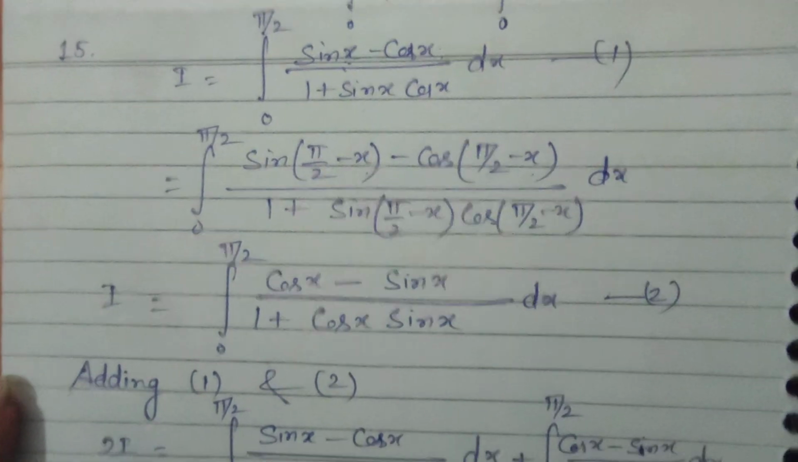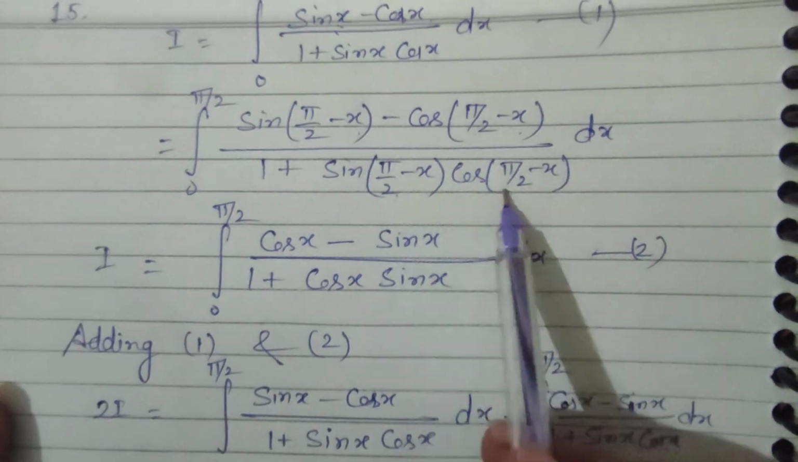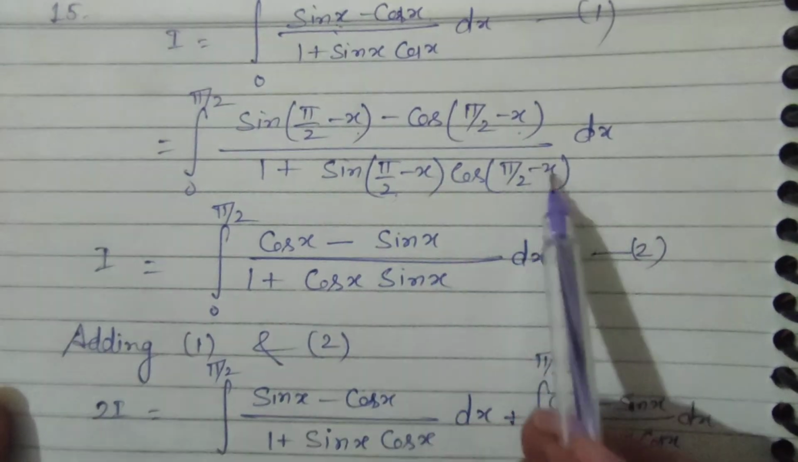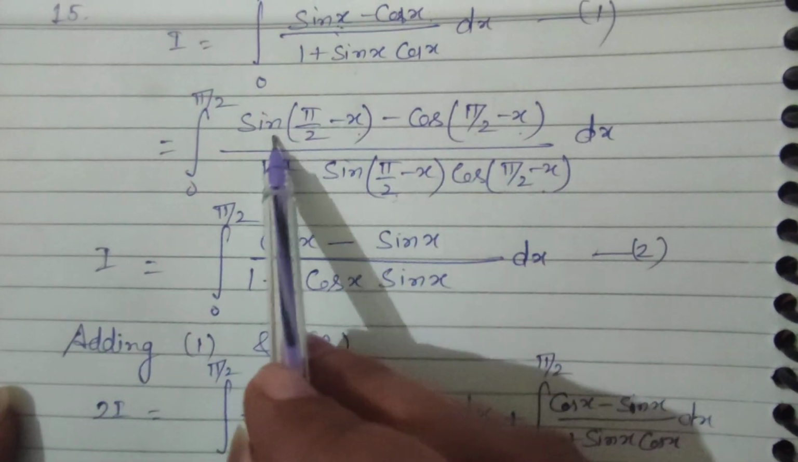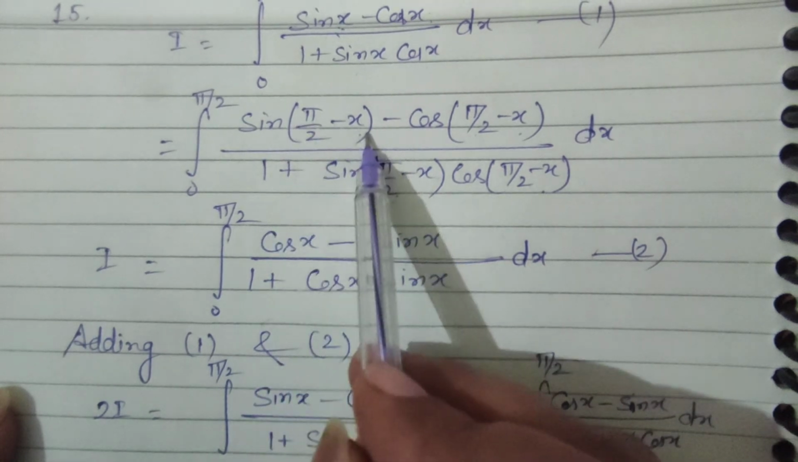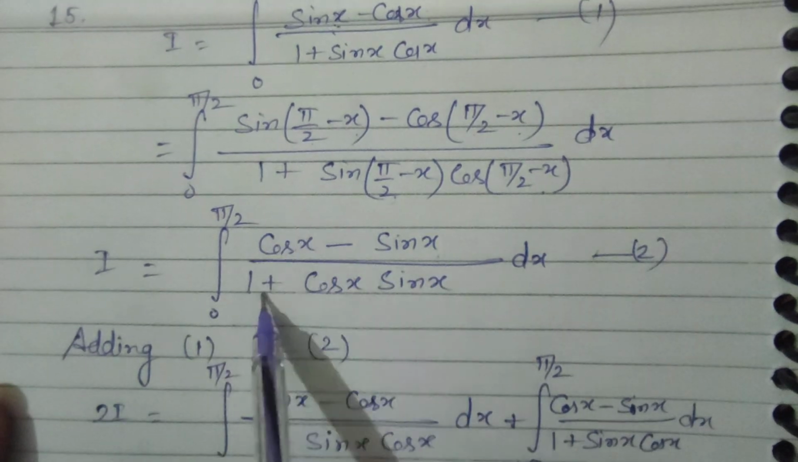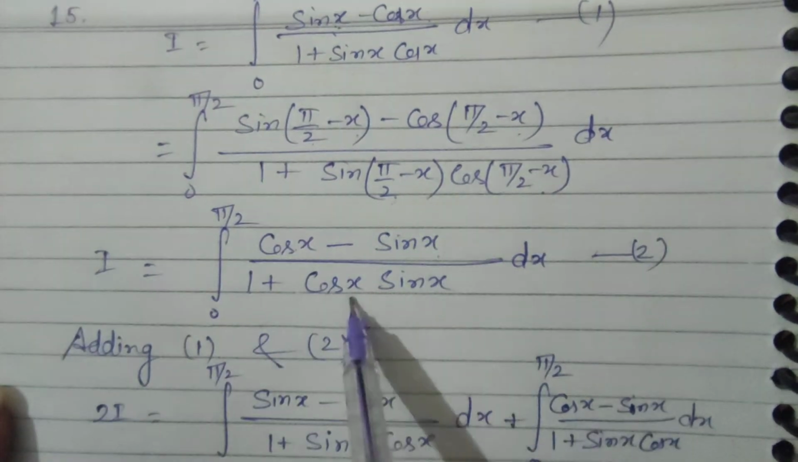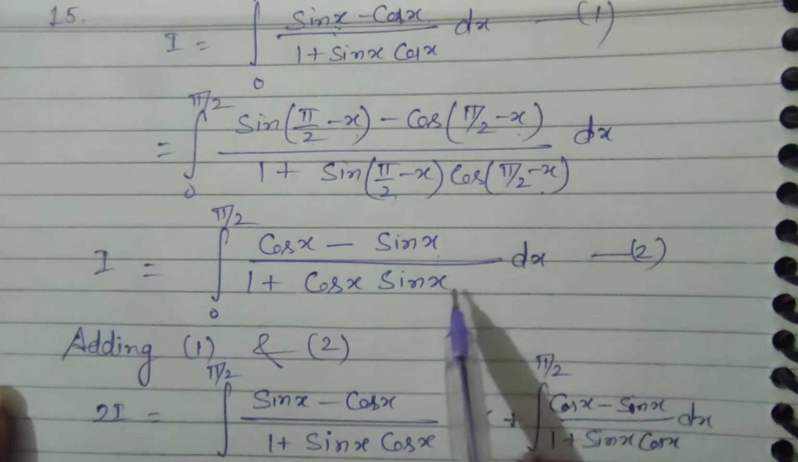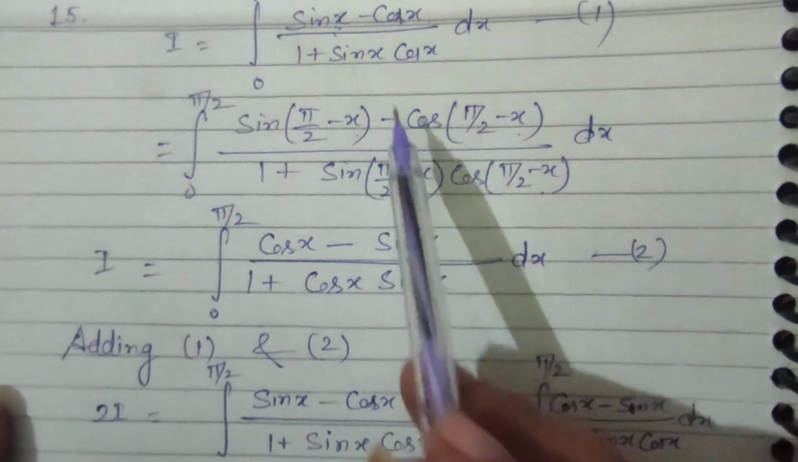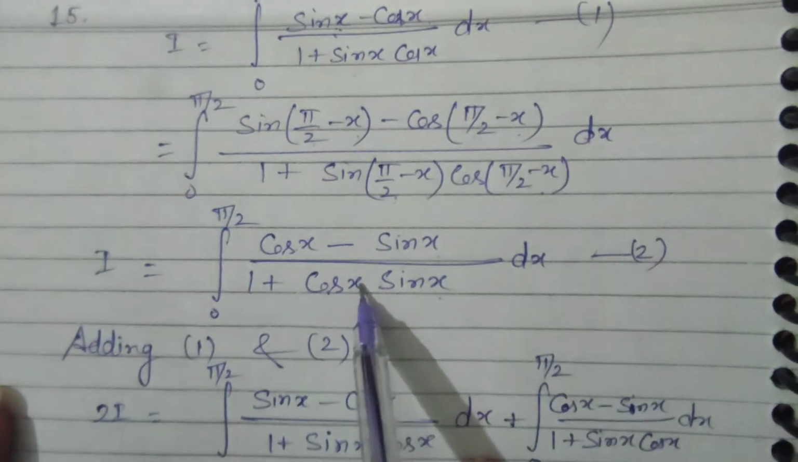Then we will get in the denominator also sin of pi by 2 minus x, cos of pi by 2 minus x. So sin of pi by 2 minus x is cos x, cos of pi by 2 minus x is sin x. Here 1 plus sin of pi by 2 minus x is cos x, cos of pi by 2 minus x is sin x. So look at the denominators of the first and second, they are the same.